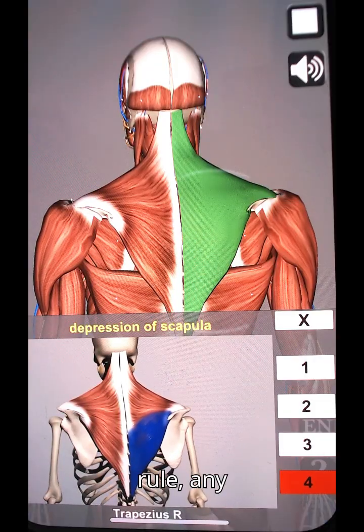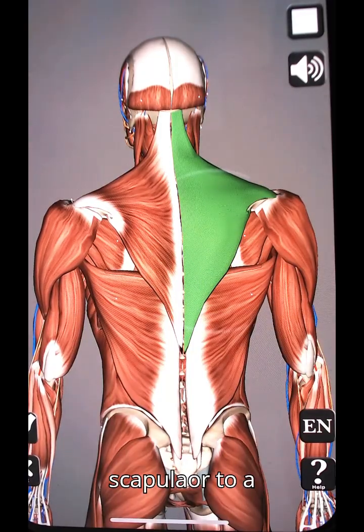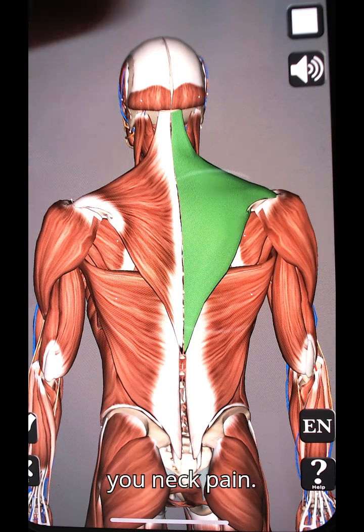And I have a rule: any muscle that is attached to a scapula or to a skull or to a first rib or a rib or any of the spinous processes of the neck, which is C1 to C7, may cause you neck pain.